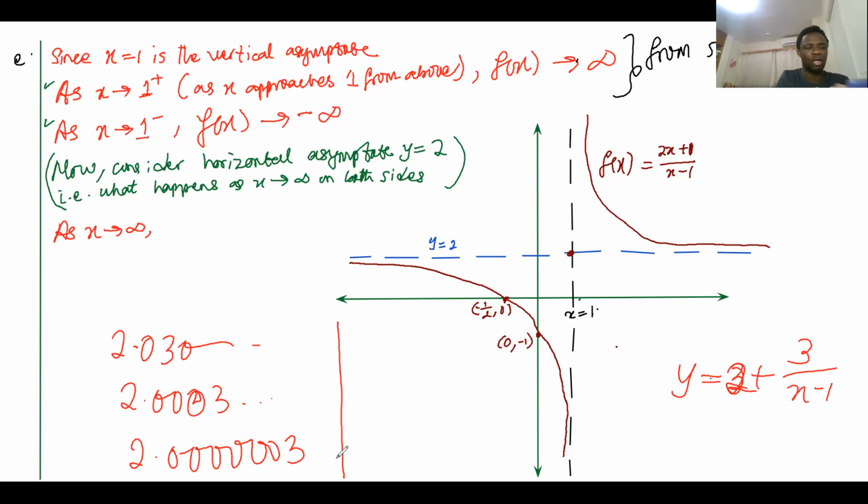Now, let's see the other way around. Instead of 100, let's use negative 100, because it's now going towards negative infinity. So negative 100. What do you have? This is what you should type in. Can you see that?